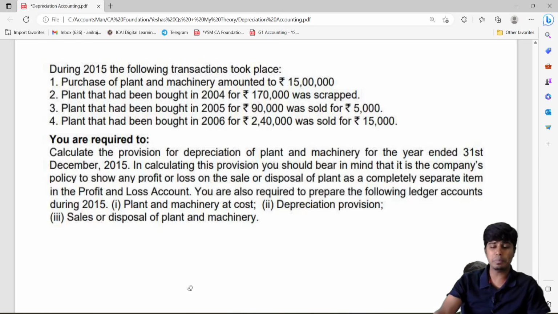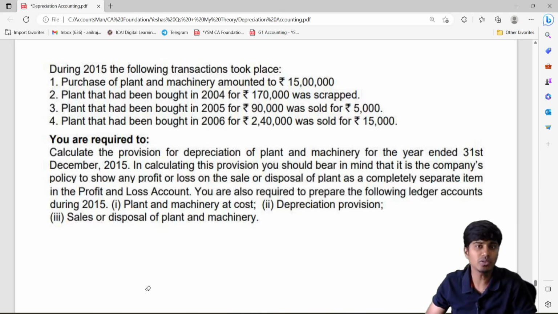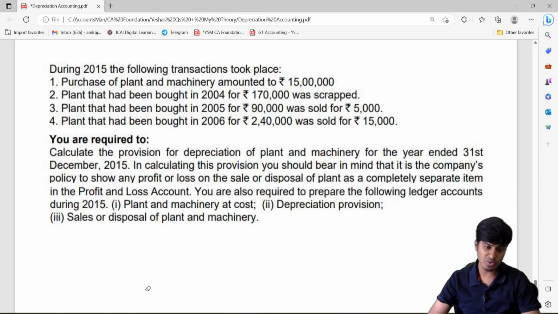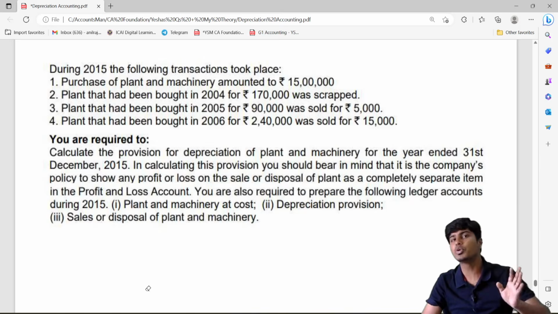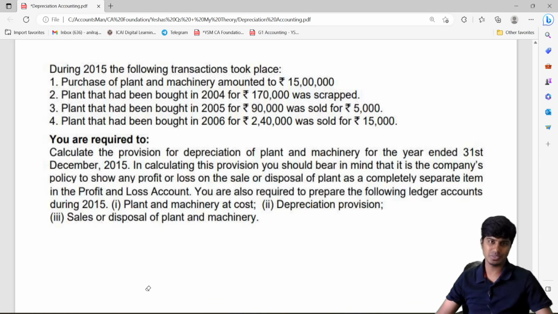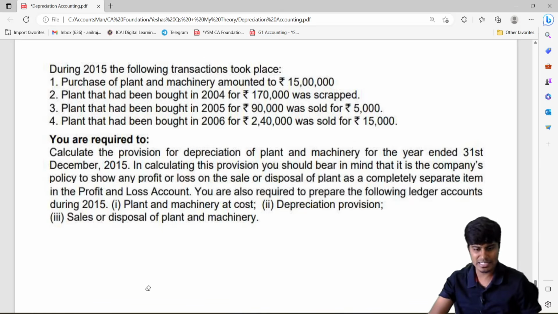You are required to prepare the plant and machinery account at cost, the depreciation provision account, and the sale or disposal of plant and machinery account. They have not asked for a depreciation account. However, we will do one more additional account called provision for depreciation. Got it? Come on, let's get started.